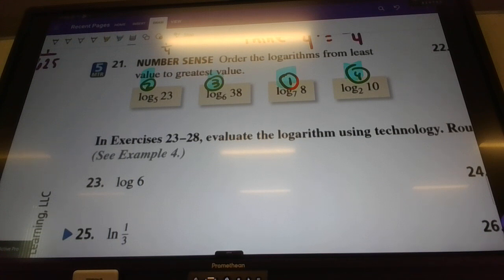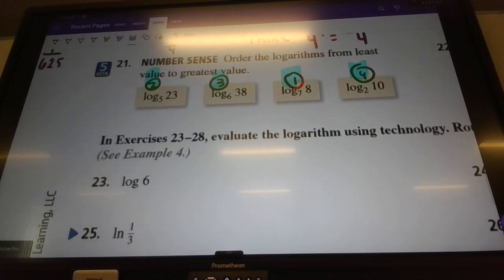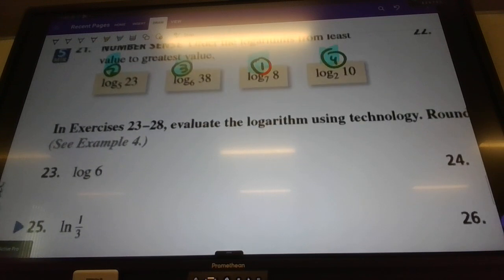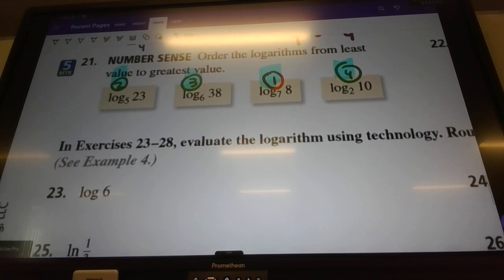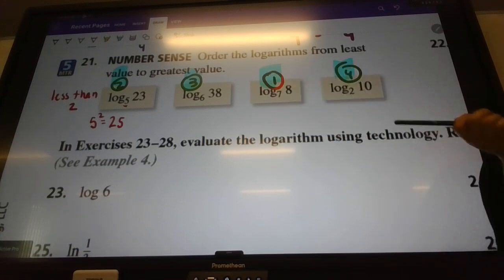Okay. I want to talk about 21 because it's very likely to be a test question. It's very likely to be an SAT question, and your understanding here without a calculator at all is important. So when I look at these, I can estimate them without a calculator. I don't know what power of 5 is 23. I do know 5 squared is 25. So this answer is less than 2. Does everybody understand that? Since 5 squared is 25, 5 to what power is 23? It has to be less than 2.